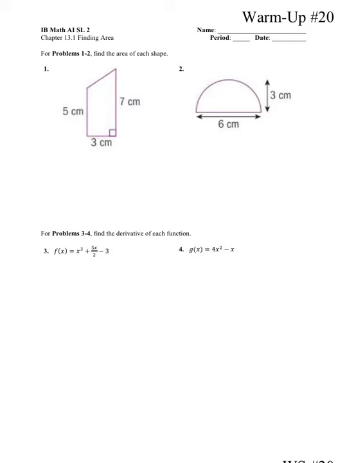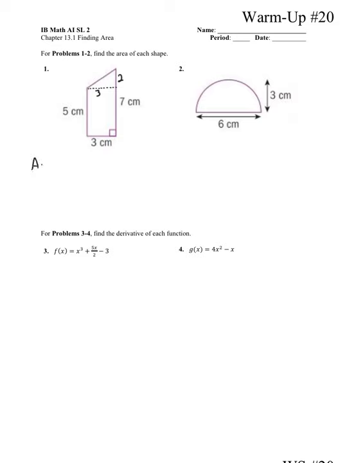Starting today with the first two problems, we're just looking for areas of each shape. For problem one, you could do it a couple different ways. Maybe you could look at it as a triangle and a rectangle. That's one way to approach problem one, is to break it up by parts.